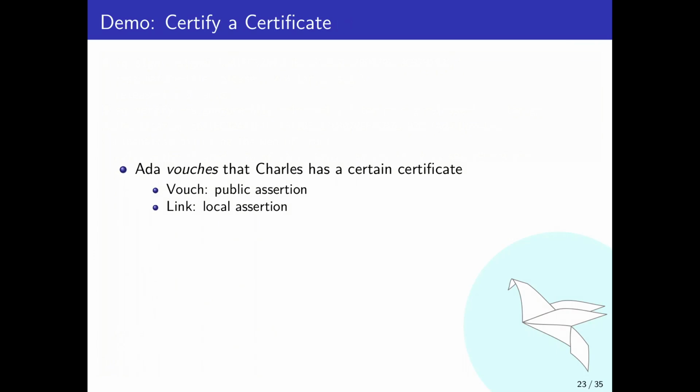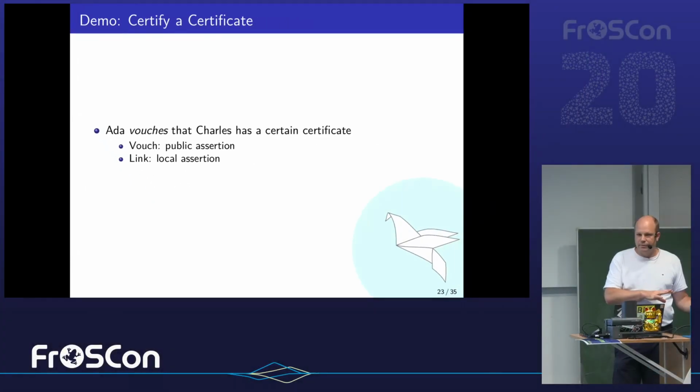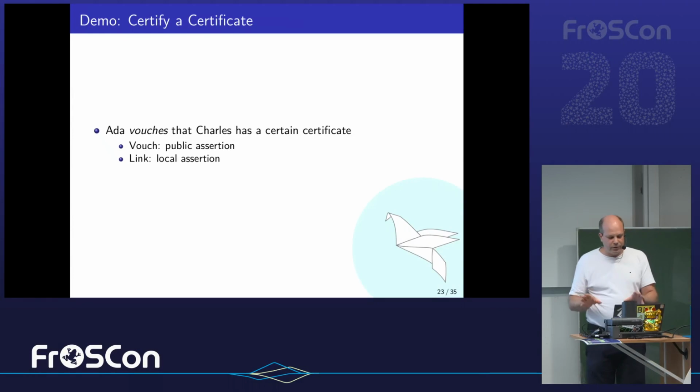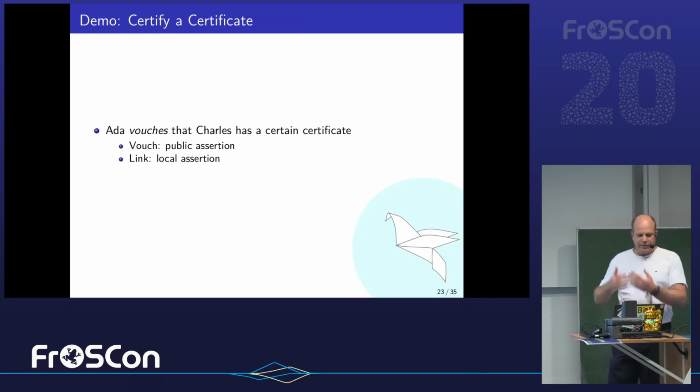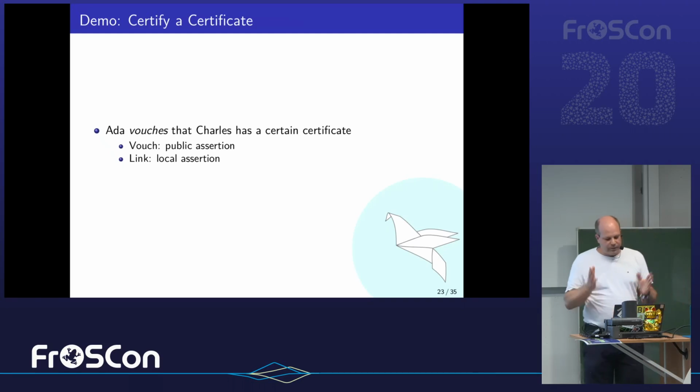So, I talked before about certifying signatures. How do we do that? We talked about link, which is a local assertion. That's not exported. It's not published. The other term that we have is vouch. Somebody is vouching. I vouch for Ada that this is really her certificate. So a vouch is a public certification that's published online. And so we use different terms in order to try to avoid confusion, so people have something separate in their mind. Okay, so Ada vouches that Charles has a certain certificate. That's what we want to do.